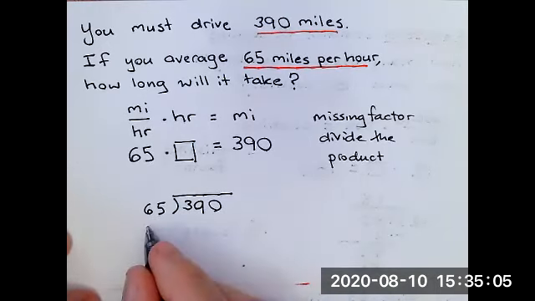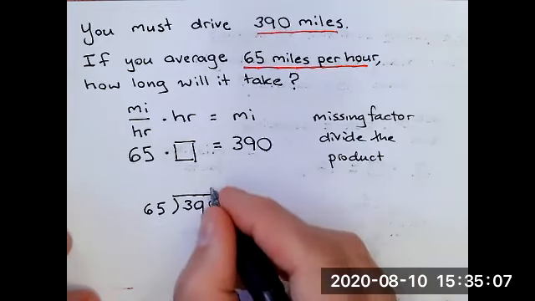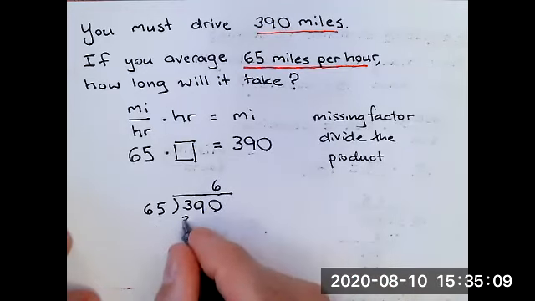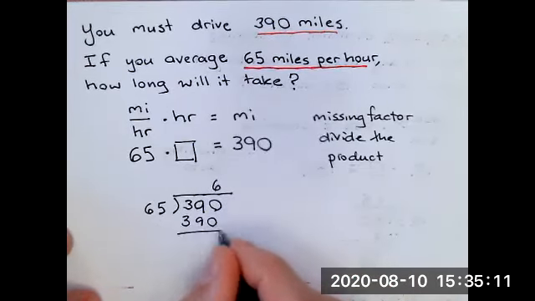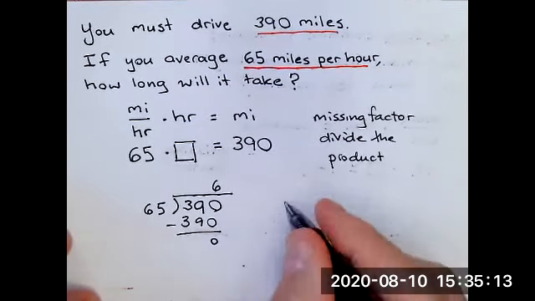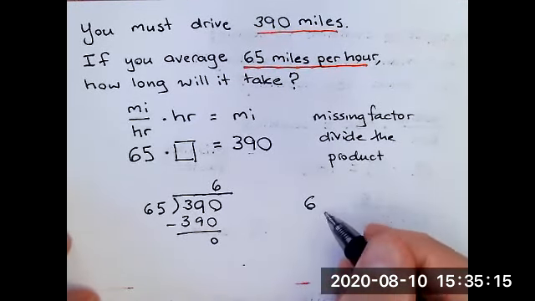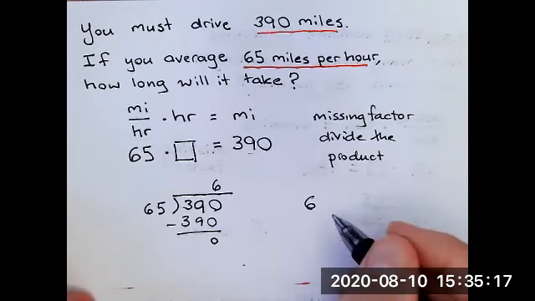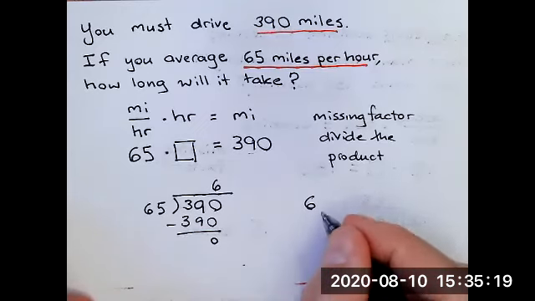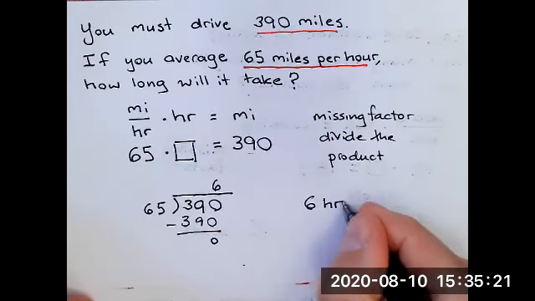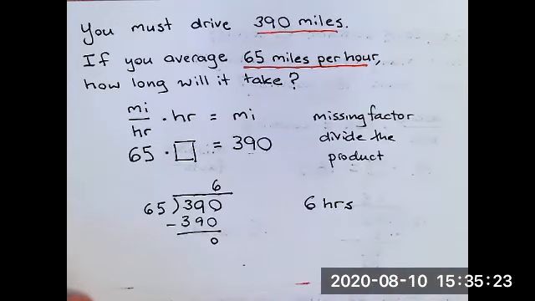So 65 goes into 390 exactly 6 times. So the total trip was going to be 6, but you wouldn't just give the 6. You want to give the units with your answer. So 6 hours.